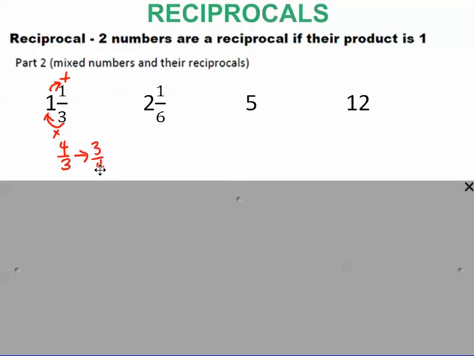Okay, you see what I did there? I turned it improper first and then flipped it. So if I turn this improper, that's 12 plus 1, that's 13/6. So its reciprocal would be 6/13.